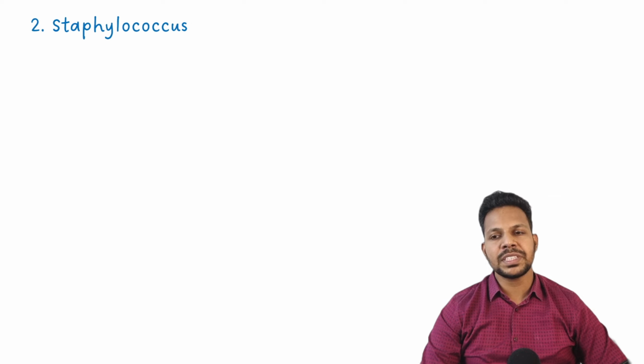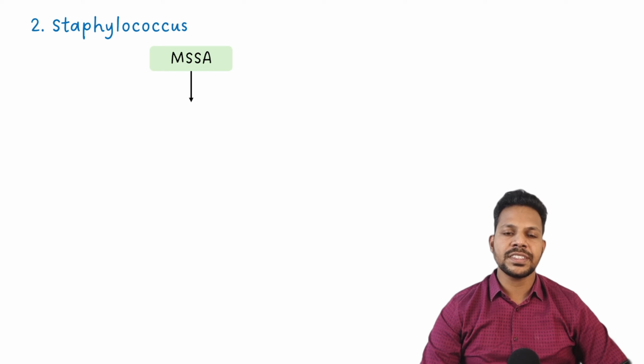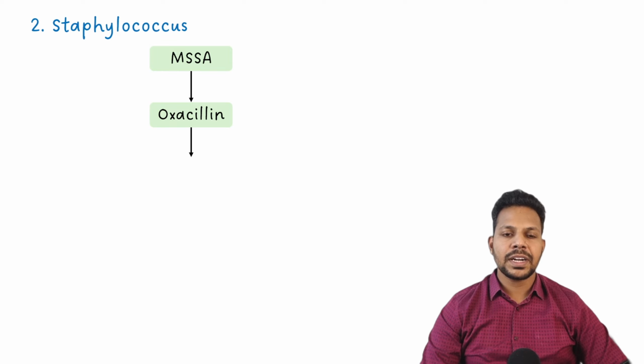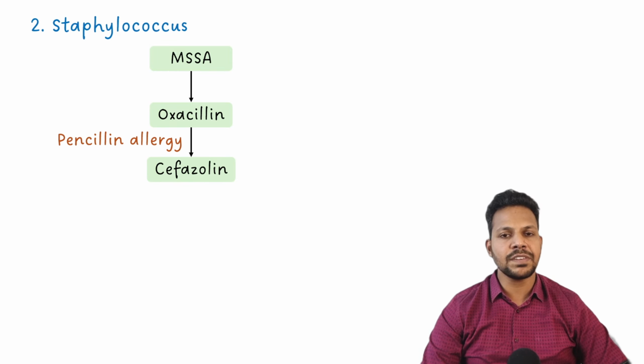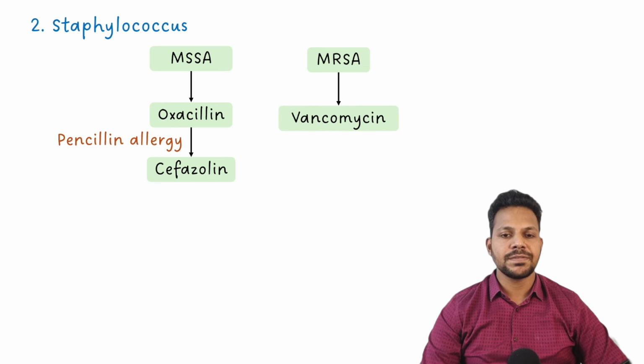Now, second organism, Staphylococcus. We have methicillin sensitive Staph aureus, methicillin resistant Staph aureus, and the coagulase negative Staph. For methicillin sensitive Staph aureus, the treatment of choice would be oxacillin, since this is still methicillin sensitive. But if the patient is having penicillin allergy, give cefazolin, which is a first generation cephalosporin. If the patient has MRSA, the treatment of choice would be to give vancomycin.